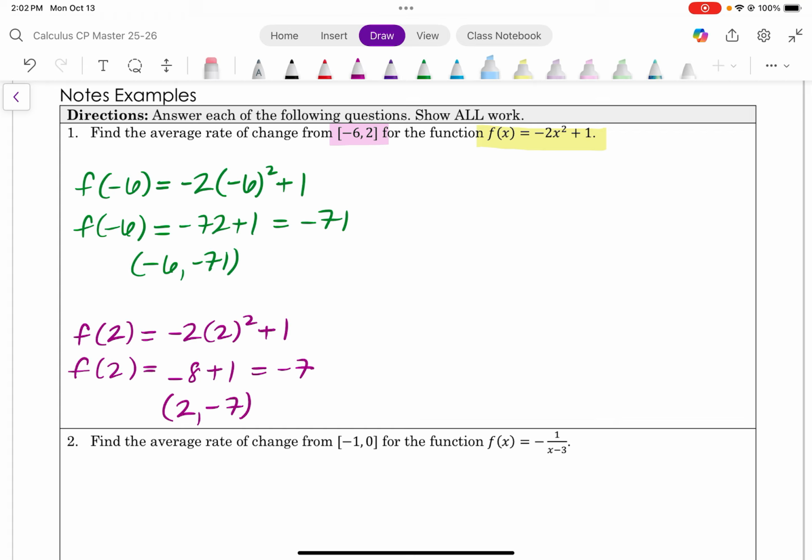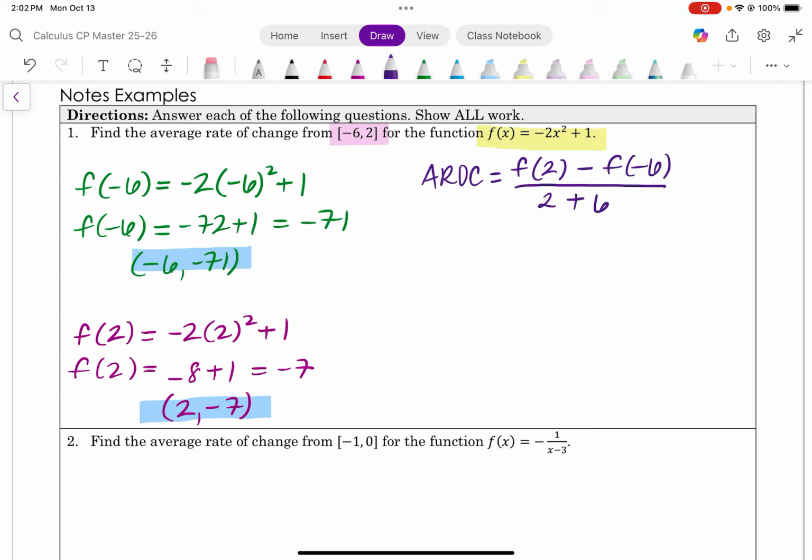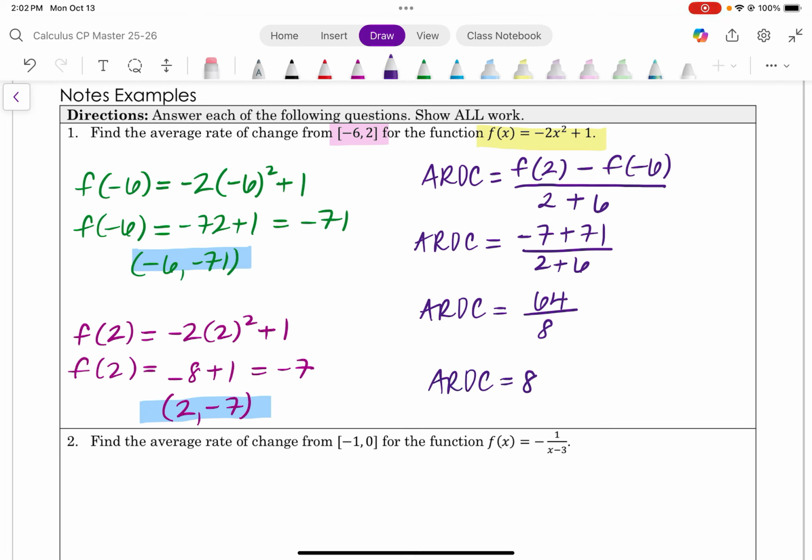To now find the average rate of change, I want to find the slope of these 2 points. You can do that by using the formula like so, writing f of 2 minus f of -6, all over 2 minus -6, so 2 plus 6. From here, I can substitute the y values I found in, so that would be -7 minus -71, so plus 71, over 2 plus 6. Moving forward, we'll just do the arithmetic. This would give me 64 over 8, which would give me an average rate of change of 8 on that interval. And that is the answer to our question.